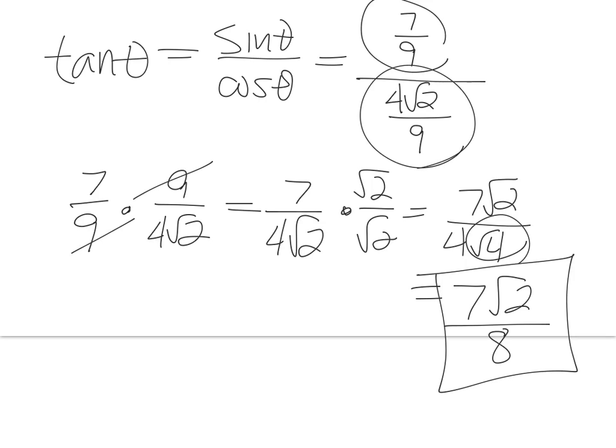So the Pythagorean identity is our main focus for learning today, and also the fact that tan theta equals sine theta over cosine theta. Cool? Awesome. That's it.